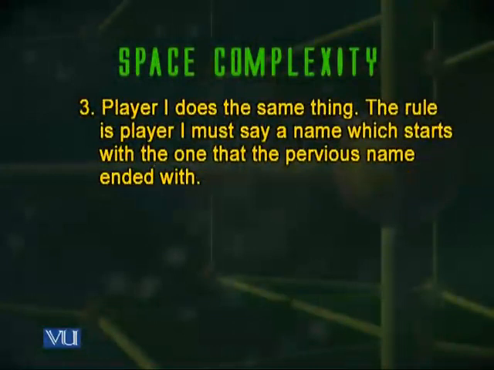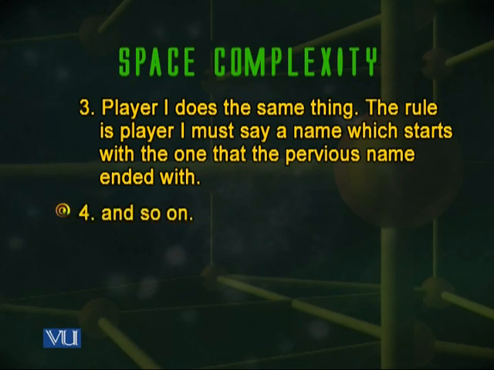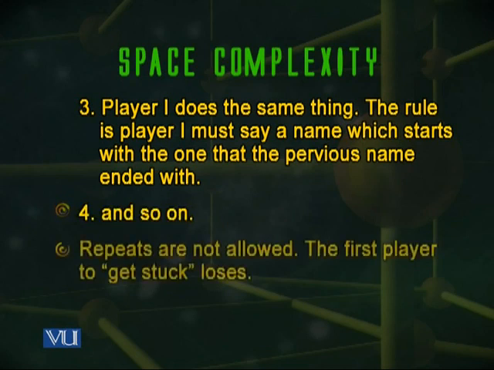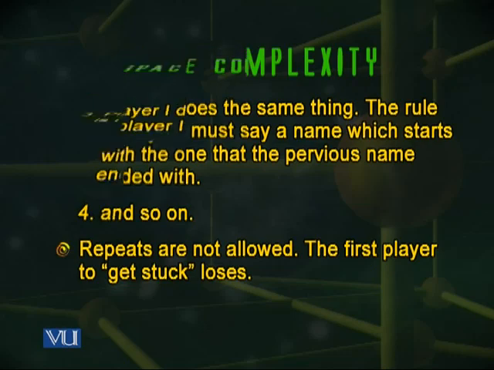And then the turn goes back to the first player, and the first player does the same thing. Once again the same rule applies to the first player. He must say a name which starts with the letter on which the previous name ended. And the game continues in this fashion. Now, what is important is that repeats are not allowed. So if one city or town has been named, then it cannot be named again.